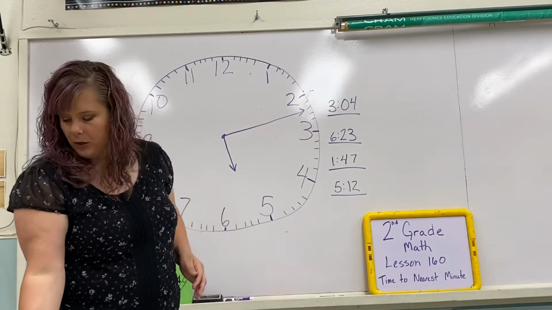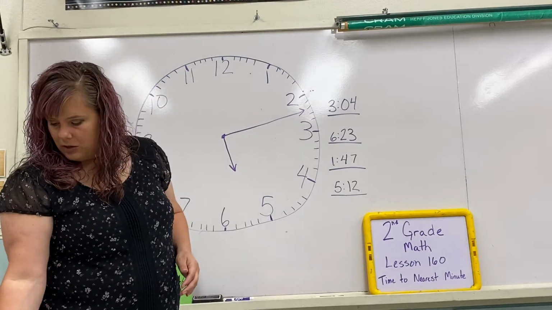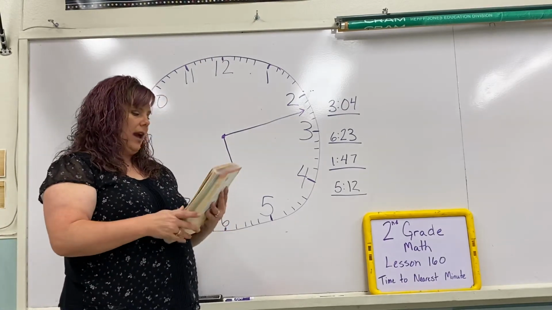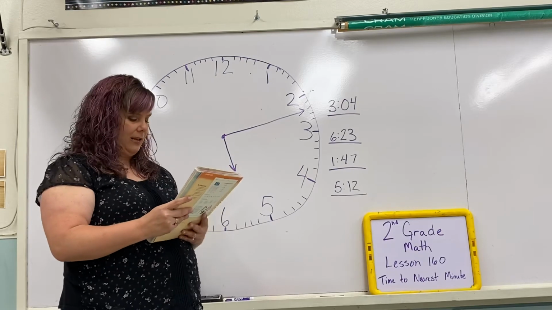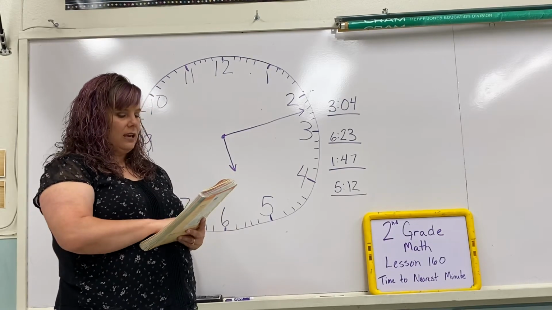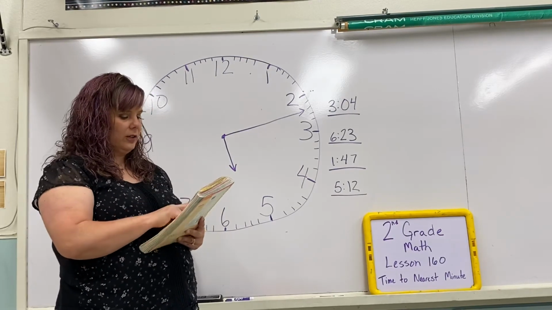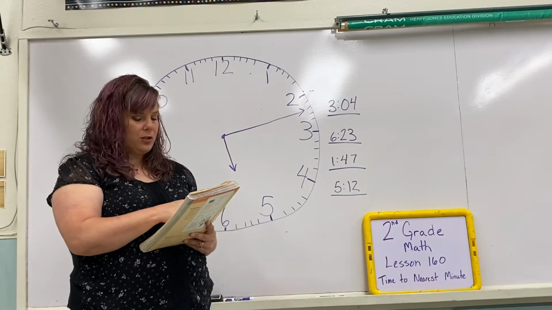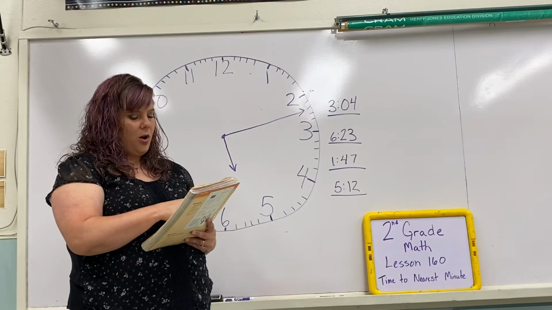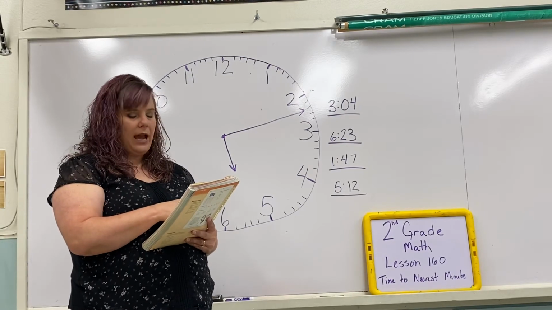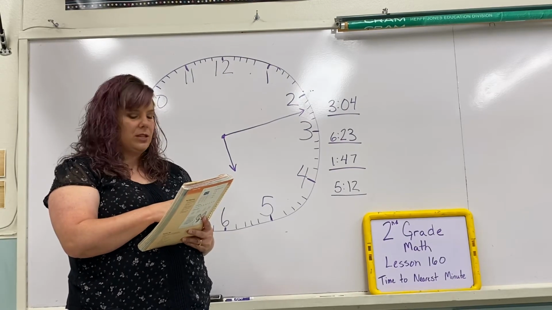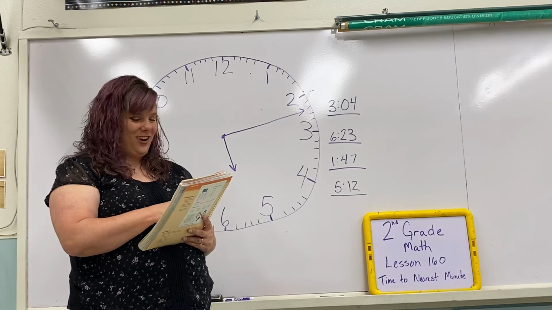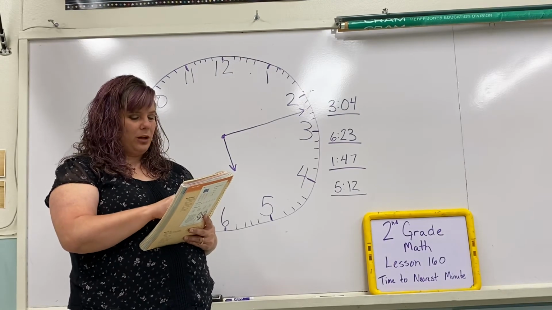Now look at your paper. It's page 326. It's the back of lesson 160, 326. And it gives you a bunch of clocks, okay? And it starts you off, look at the very first clock. It starts you off with what hour? What hour is the small hand pointing to? If you said 5, you're correct. Good job. Okay, now we're going to look at our big hand.